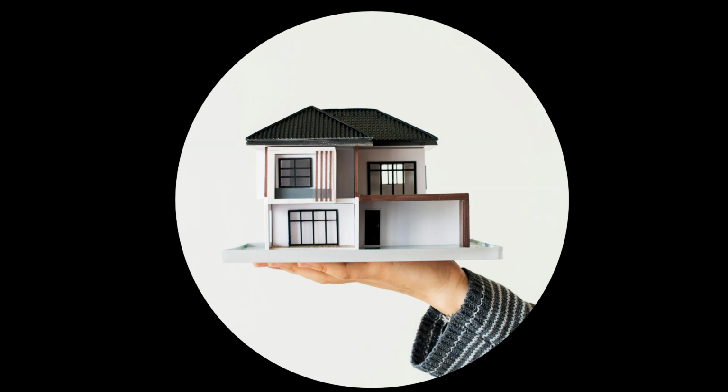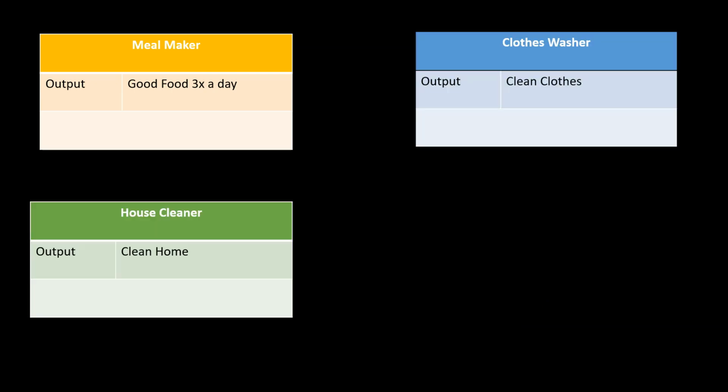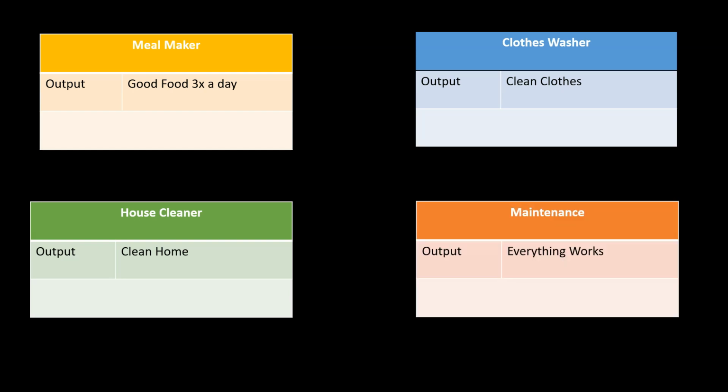Let's use your home as an example. There are many functions that are required to run your home well. Let's consider them from the viewpoint of the output rather than the people. The meal function has good food as the output. Laundry produces clean clothes. House cleaning is needed to keep your home clean, especially if somebody's coming over. When something breaks, it has to be maintained.